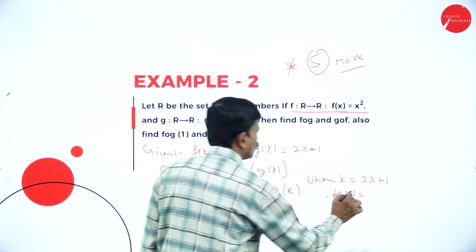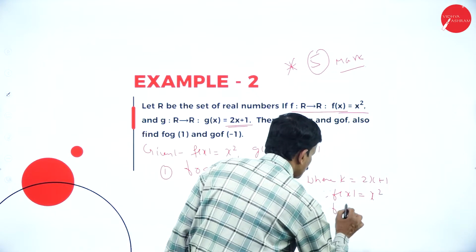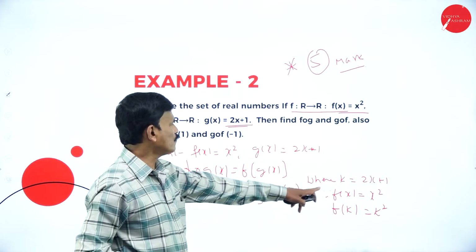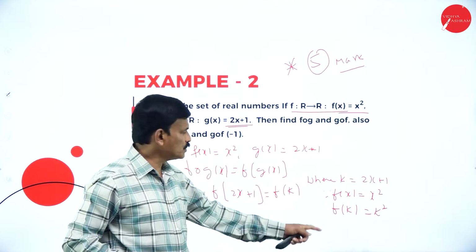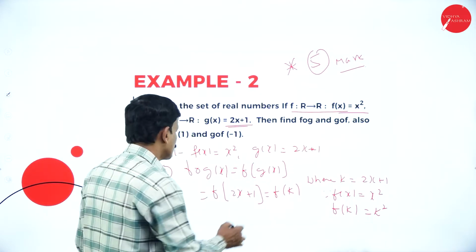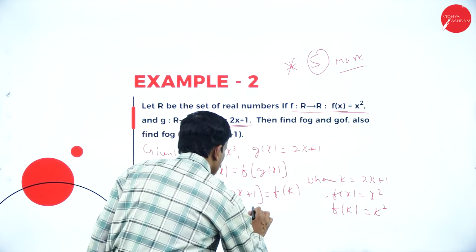f of x is equal to x square. Now, if you replace x by k, then this becomes k square. What is given? f of x is equal to x square. So just put k instead of x. If you put k, f of k is equal to k square. So this f of k is equal to k square.